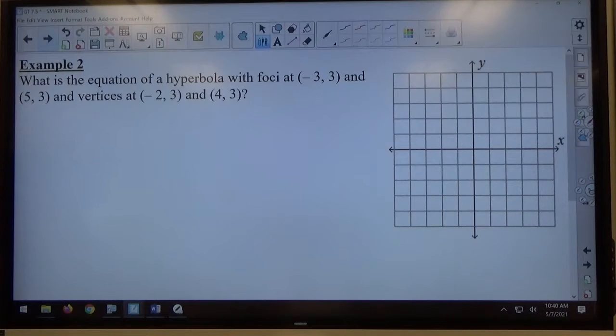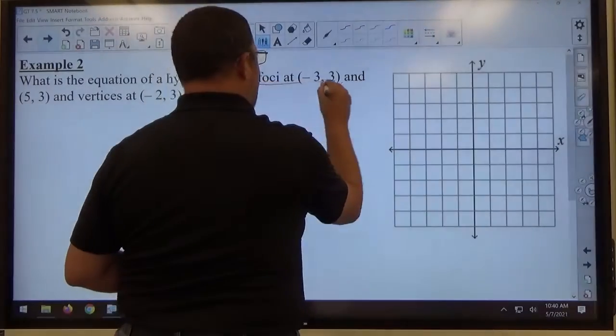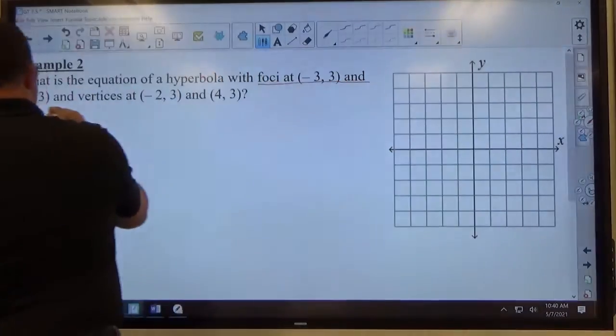Example 2 says, what is the equation of the hyperbola with foci at negative 3, 3, and 5, 3, and vertices at negative 2, 3, and 4, 3? So we start plotting what I know. My foci are at negative 3, 3, and 5, 3.